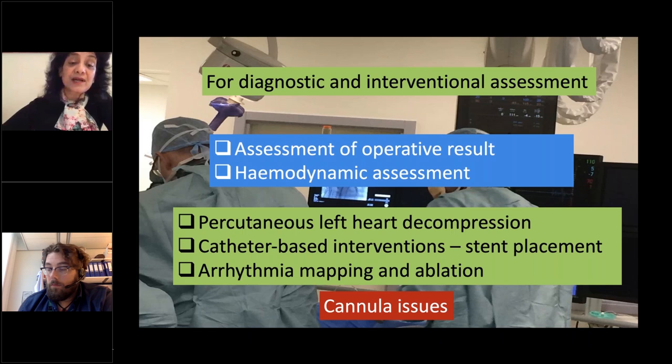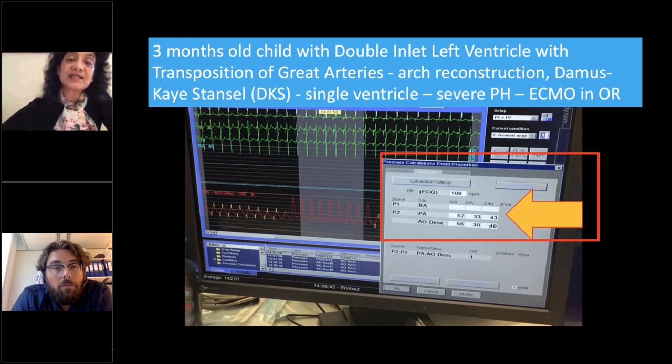Also, I'd like to highlight that sometimes we may discover cannula issues. And I give you here an example of a three-month-old child who was admitted to our unit with double inlet left ventricle with transposition of great arteries who underwent an arch reconstruction, a DKS, that is Damus-Kaye-Stansel surgery, and this was a single ventricle pathway for this baby. The child, unfortunately, had severe pulmonary hypertension in theater on coming off bypass and had to be cannulated for ECMO in theater. The child was supported in our ICU, and then we took the child down to the cath lab for an assessment. What we found here, you can see from the arrow, is that there were significantly elevated pulmonary artery pressures.